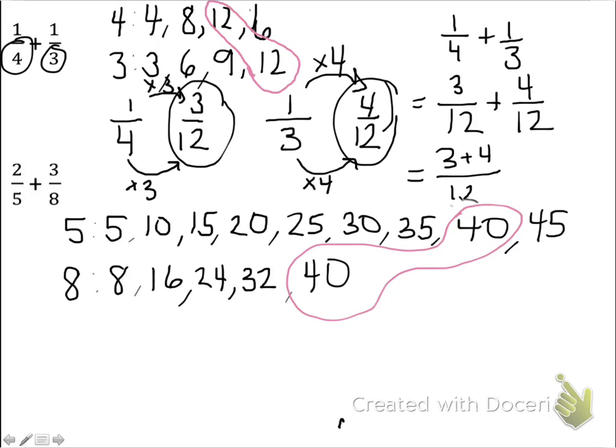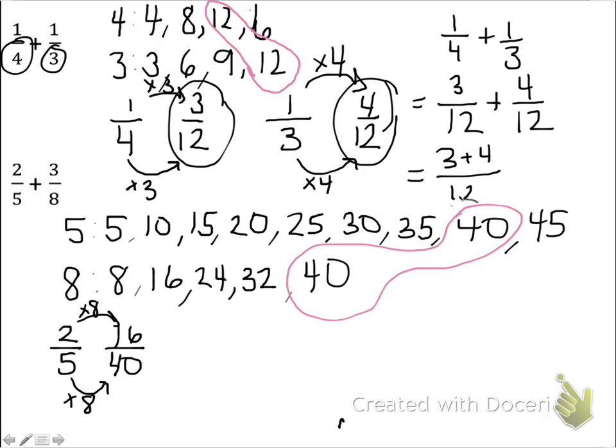40. So in this situation, our least common denominator will be 40. And I need to go from 2/5 to something with a denominator of 40. How do I get from 5 to 40? Well, that's simple. I multiply it by 8. Now we need to do the same thing with the numerator. What's 2 times 8? It's 16.